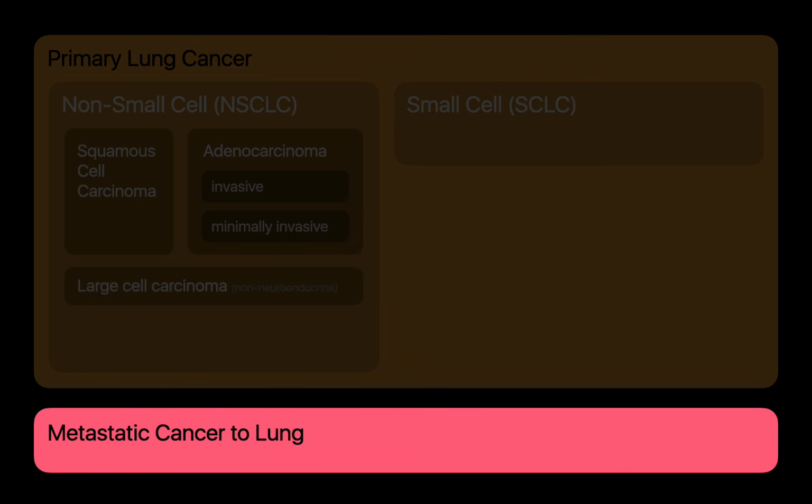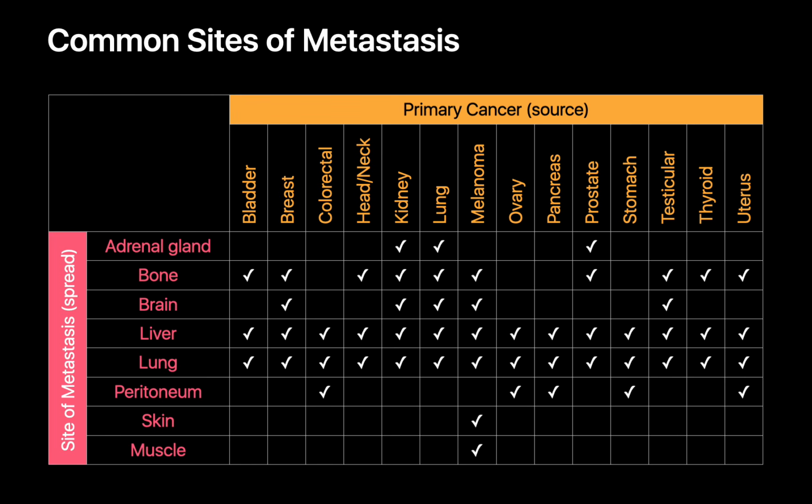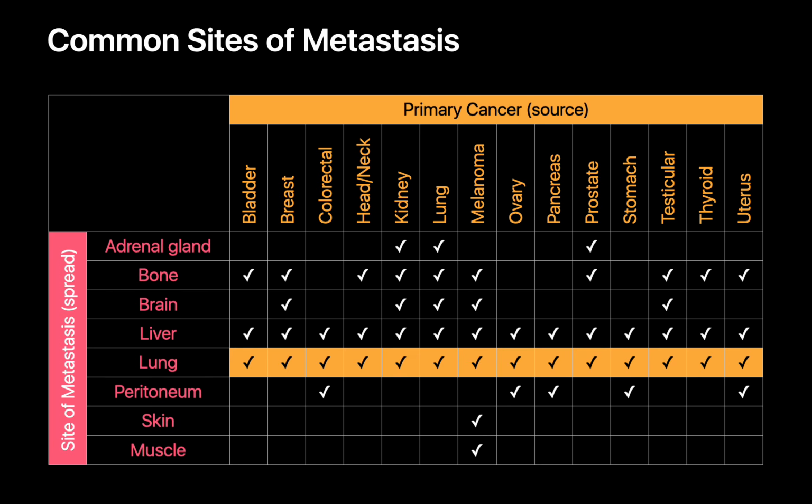In our final few minutes, I'd like to talk about metastatic cancer in the lung. Here's a table I've created for you with primary cancer along the horizontal axis and the metastasis site along the vertical axis. There's a bit of information encoded on this chart, but the main takeaways for now are that the sites that primary lung cancers most often may metastasize to are the adrenal glands, bone, brain, liver, and lung itself, and that pretty much every primary malignancy can metastasize to the lung, which is why chest CTs are such a common study in oncology.